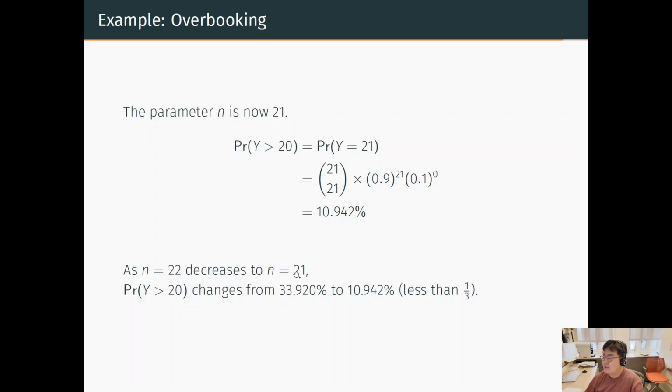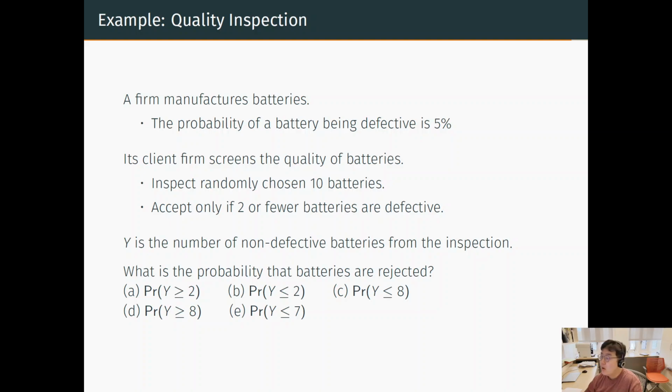And you get a result like this. As I said, out of 21 reservations, we are worried if all 21 tickets are valid, not canceled. And that means 90% happened 21 times and 10% did not happen at all. So it's 10.942%.